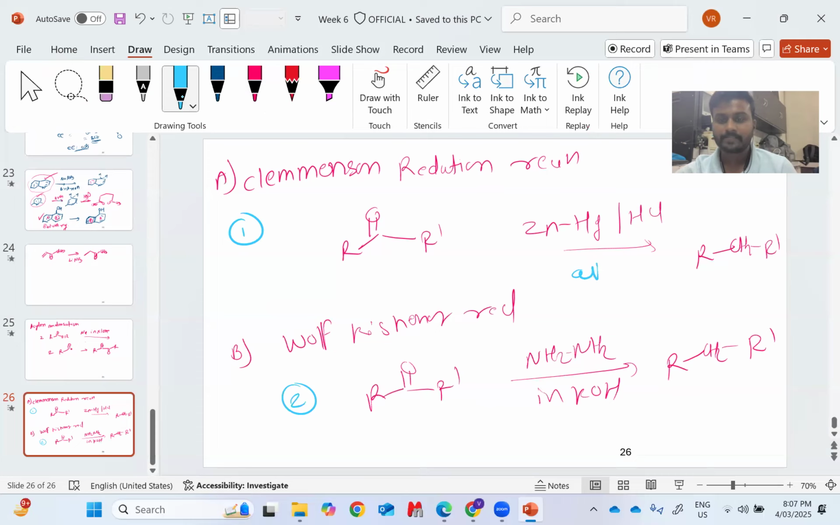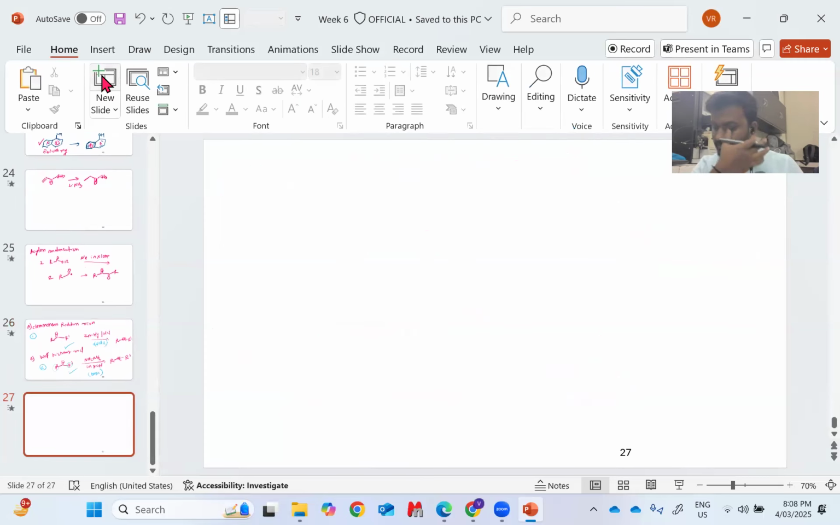One is the acidic condition, right? And this condition is basic. So if the R group has any acid sensitive group, then we can use the Wolff-Kishner reduction. And when the R group is base sensitive, then we can use the Clemmensen reduction. So it depends on what our starting materials are, and the product in both cases will be the same. So these are some reducing reagents that we have already seen.